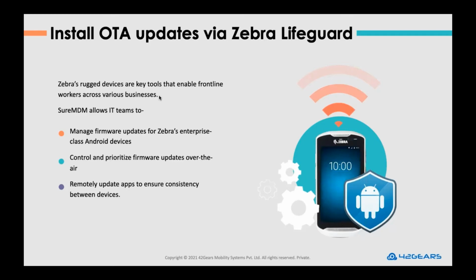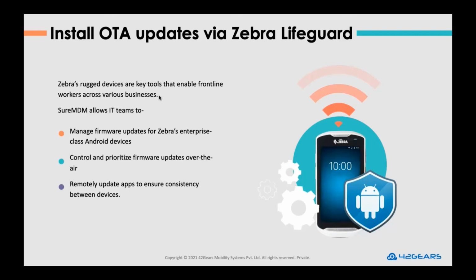However, using an MDM to implement these updates grants admins more control over which software updates to push to the devices over the air. With SureMDM, IT teams can manage firmware updates for Zebra's enterprise class Android devices, control and prioritize firmware updates over the air, and remotely update apps to ensure consistency between the devices.